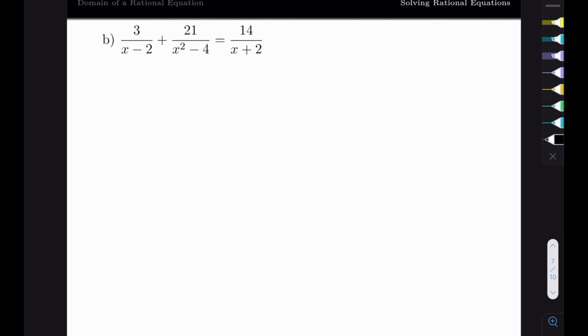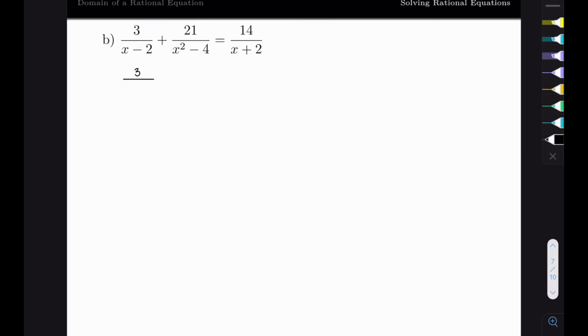Okay. For the second problem, we have a little bit more complication because I've got this second fraction that doesn't have a factored denominator. So maybe from these two, you can easily see what the problematic values are. If you can't, you just set them equal to 0. But what I would recommend doing for all these problems is first trying to factor, because that will also help you find what your least common denominator is.